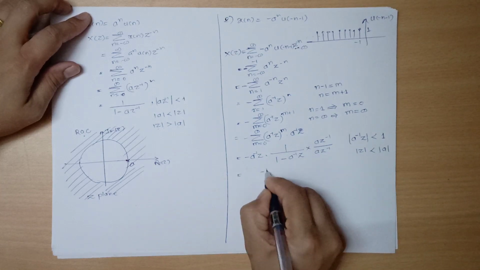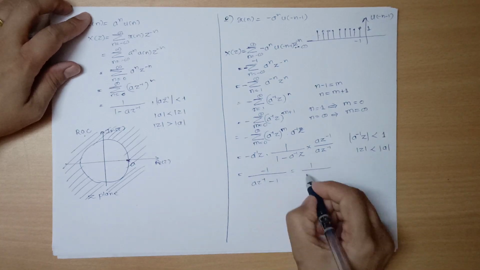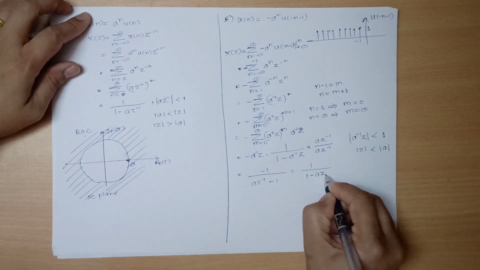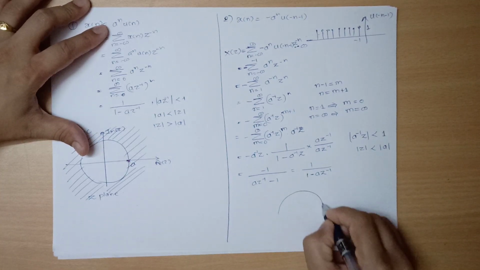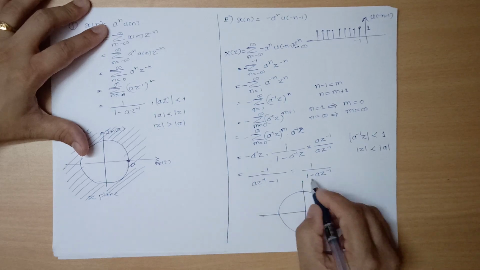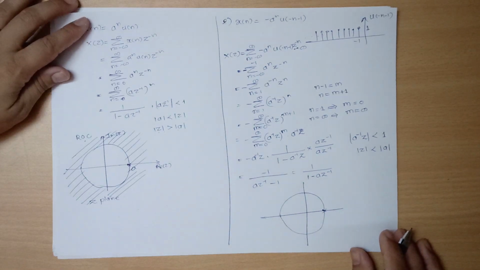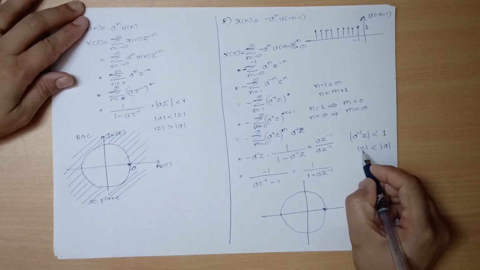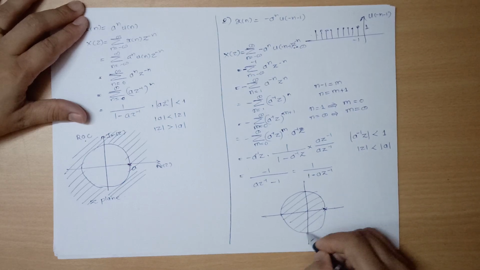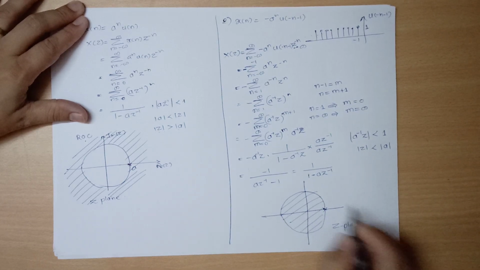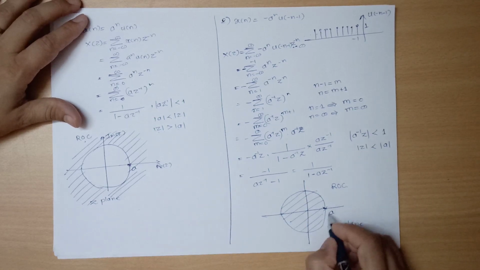Now this will become minus 1, AZ inverse minus 1. So that minus sign, 1 minus AZ inverse. We'll draw this ROC. A circle of radius A again. Z minus A is equal to 0, so Z is equal to A. That is a pole at Z is equal to A. And this condition is mod of Z is less than mod of A. So this area is like this in the Z plane. So the ROC for this example will look like this inside the circle of radius A.